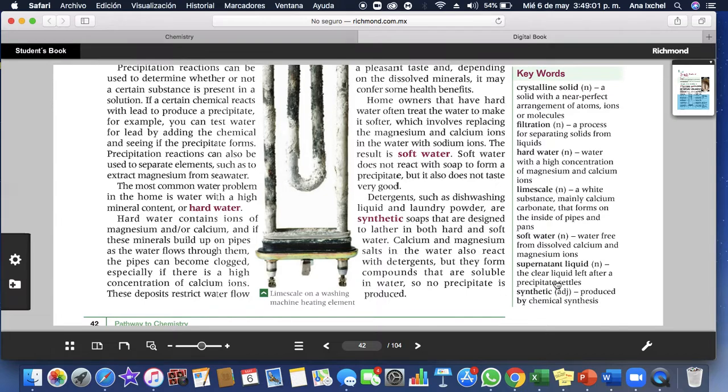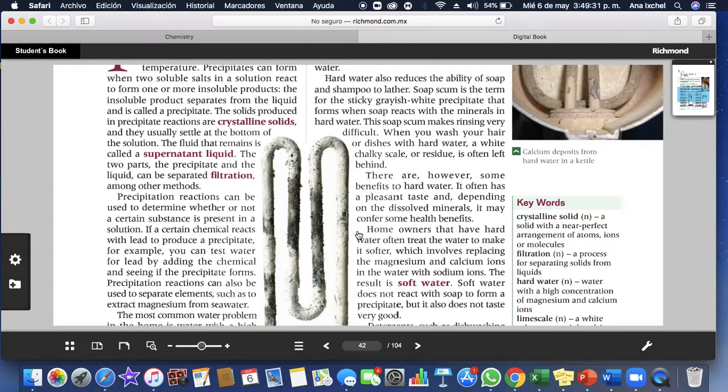Another is supernatant liquid, the clean liquid left after a precipitate settles. And synthetic, that is produced by chemical synthesis. Okay, that is the synthetic. So let's start with the reading part.